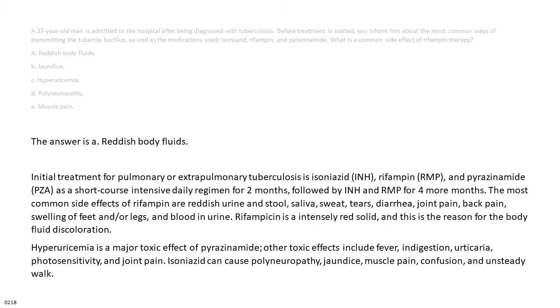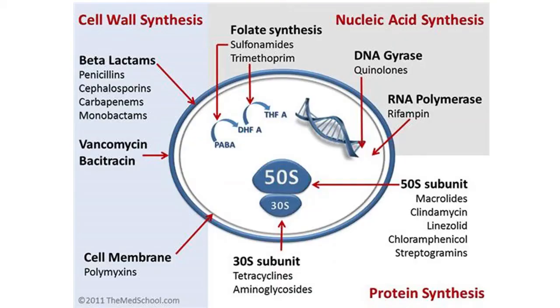The most common side effects of rifampin are reddish urine and stool, saliva, sweat, tears, diarrhea, joint pain, back pain, swelling of feet and/or legs, and blood in urine. Rifampicin is an intensely red solid, and this is the reason for the body fluid discoloration. Hyperrhythmia is a major toxic effect of pyrazinamide. Other toxic effects include fever, indigestion, urticaria, photosensitivity, and joint pain. Isoniazid can cause polyneuropathy, jaundice, muscle pain, confusion, and unsteady walk.